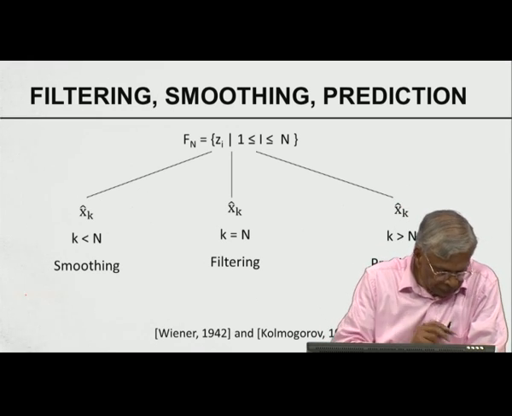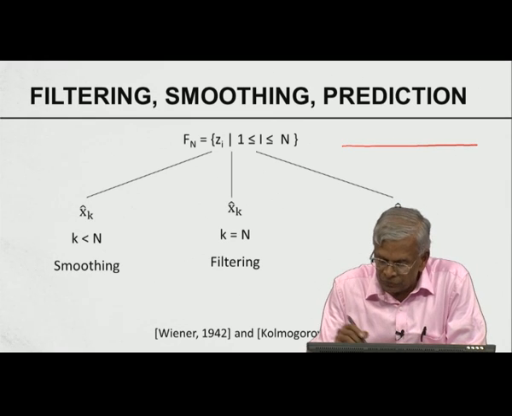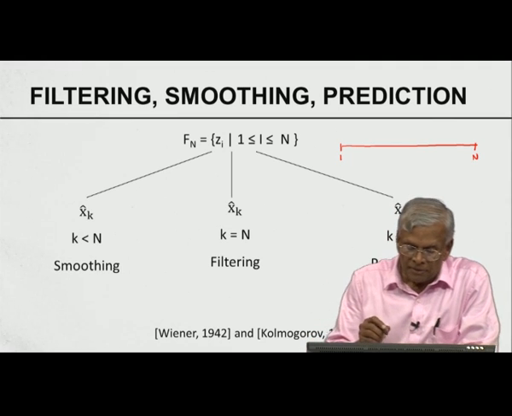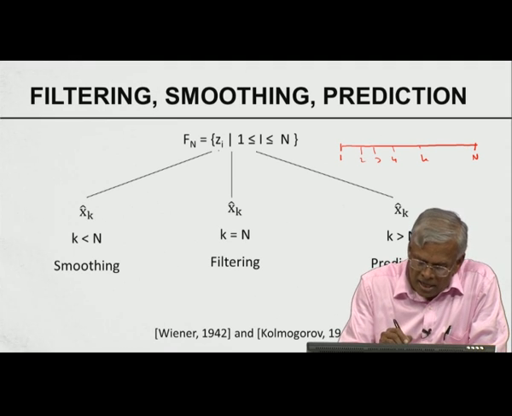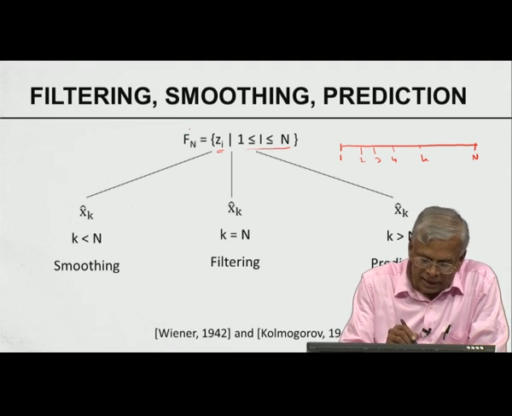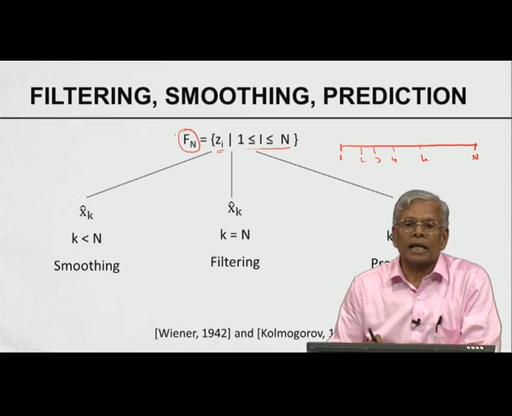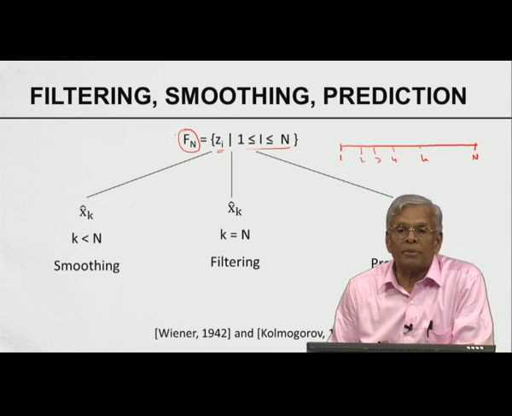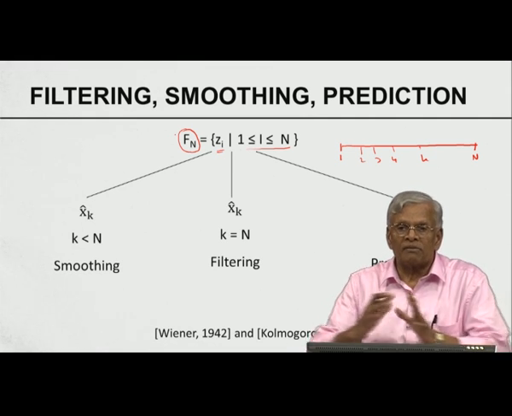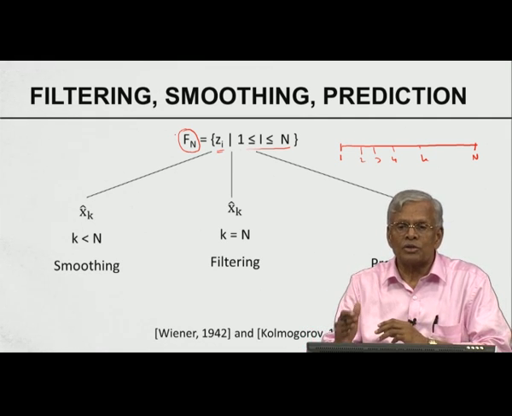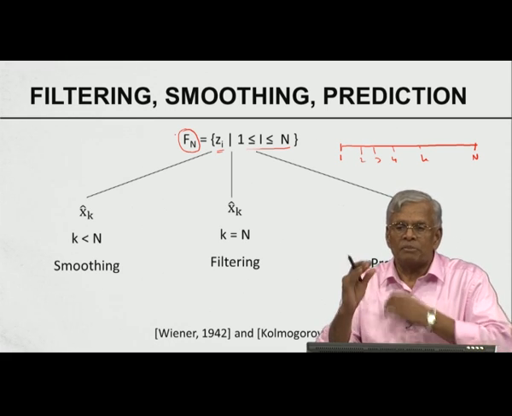Suppose I have observations in the interval 1 to n. The observations are Zi. Let us assume the observations are coming in discrete instants in time 1, 2, 3, 4, k, all the way up to n. Let Zi, i running from 1 to n, be the collection of observations. Let us call the collection of observations capital F of n. N is a subscript. N denotes the number of observations that we have. N also denotes the last instant at which we have an observation.